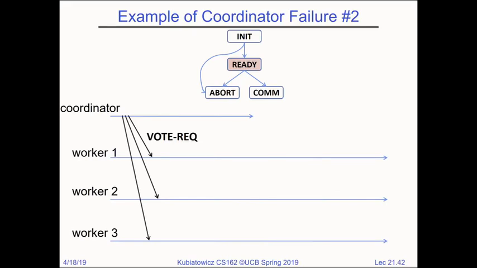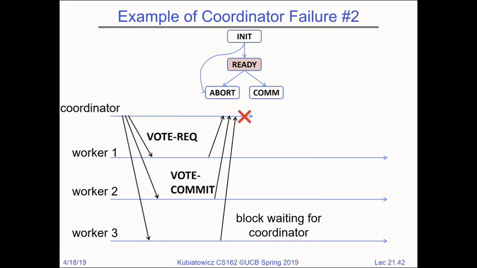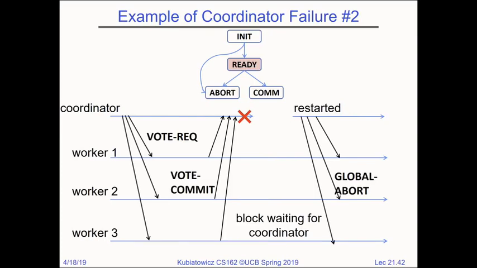Coordinator failure number 2, here we send vote request. We send commit, the coordinator dies. Eventually the coordinator says, oh, I didn't get anything, I'm going to abort. And notice that because the coordinator didn't send vote abort or vote commit to everybody, it looks in its log and says, oh, okay, I'm going to abort.